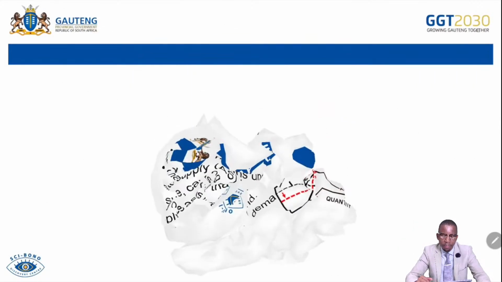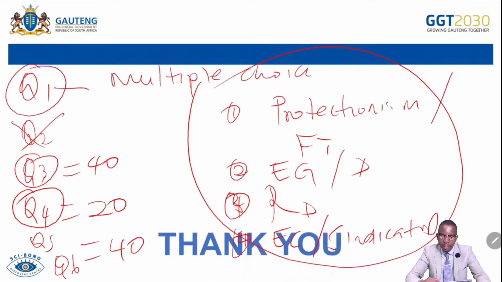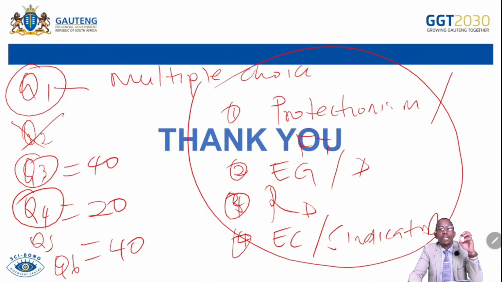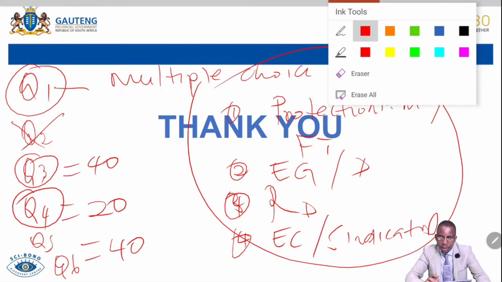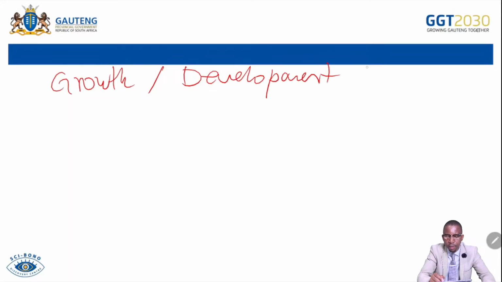And then we will be moving to, what is it? We will also be talking about the growth and development policies. So next week, the lesson will continue with growth and development policies. Those policies include the likes of GEAR, ASGISA, JIPSA, etc. So let's check. Growth and development policies. Development policies that will be discussed next week.